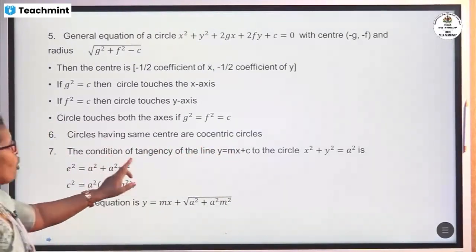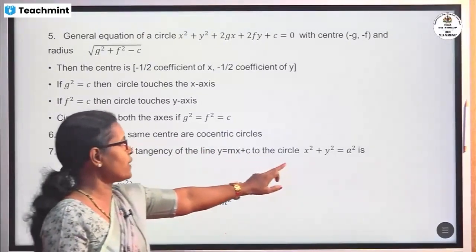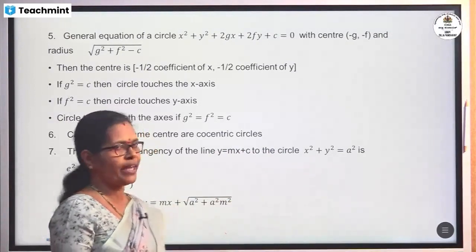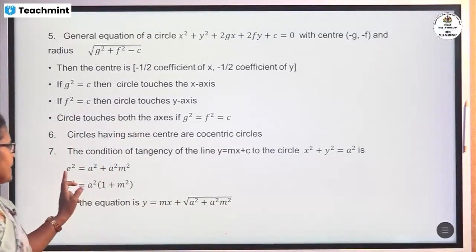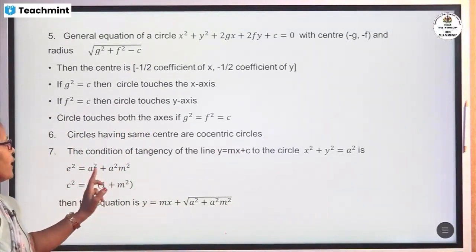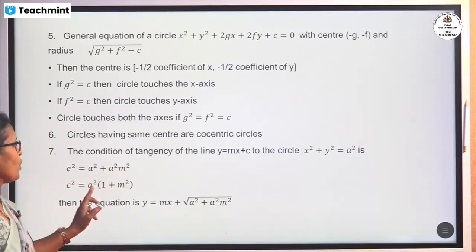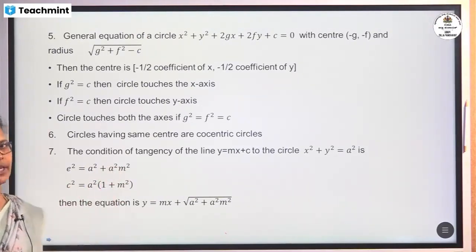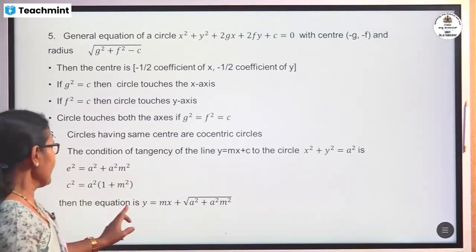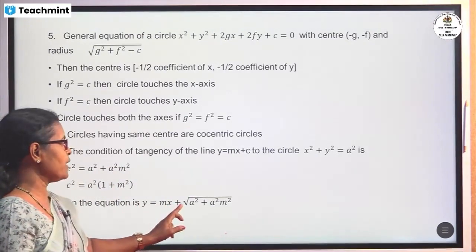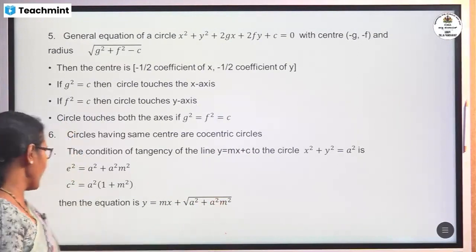The condition of tangency of the line y equals mx plus c to the circle x square plus y square equals a square is c square equals a square plus a square m square. That is, c square is equal to a square into (1 plus m square), not e square, that is c square. Then the equation is y equals mx plus square root of a square plus a square m square.